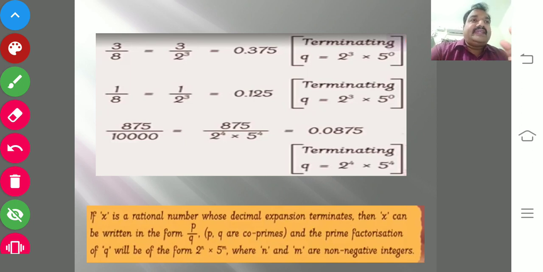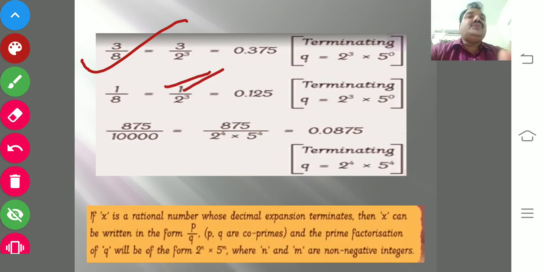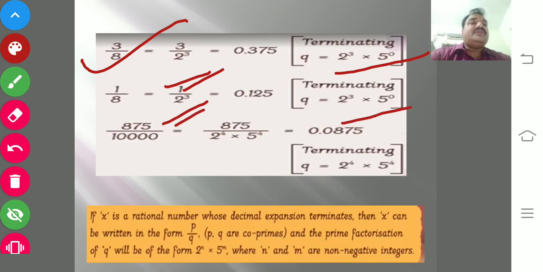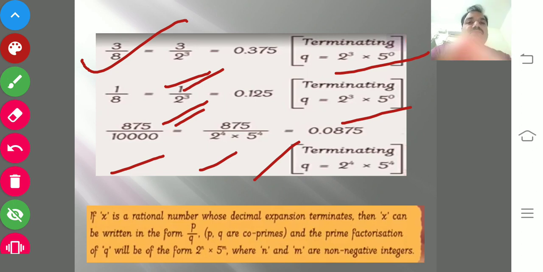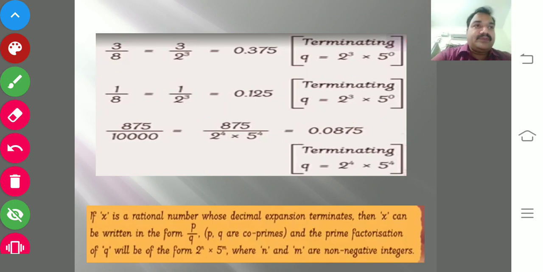If we have 10 power 1, 10 power 2, 10 cube or 10 power n in the denominator, we can easily represent it as a terminating decimal expansion. That's why in the first example we got q equal to 2 cube into 5 power 0, which is 1. And here also 2 cube in the denominator. So q equals 2 cube into 5 power 0. 1000 is nothing but 2 power 4 into 5 power 4, giving 0.0875. So what will you conclude from the above examples?